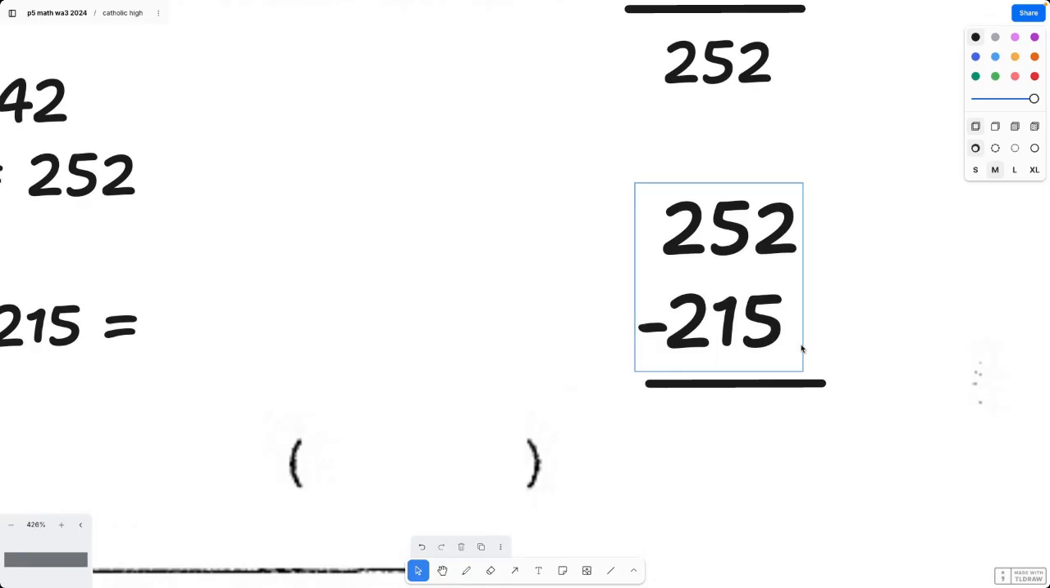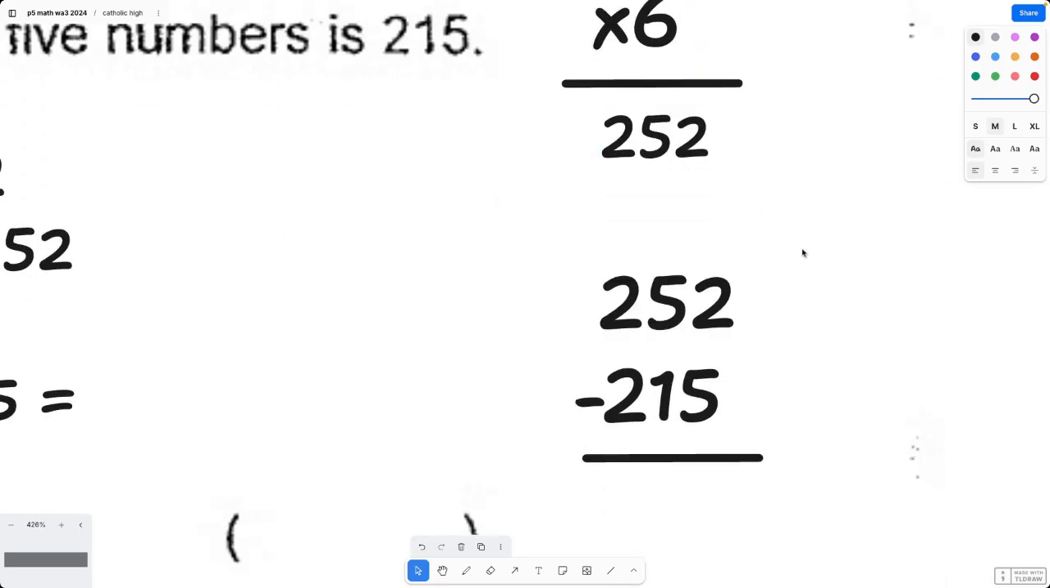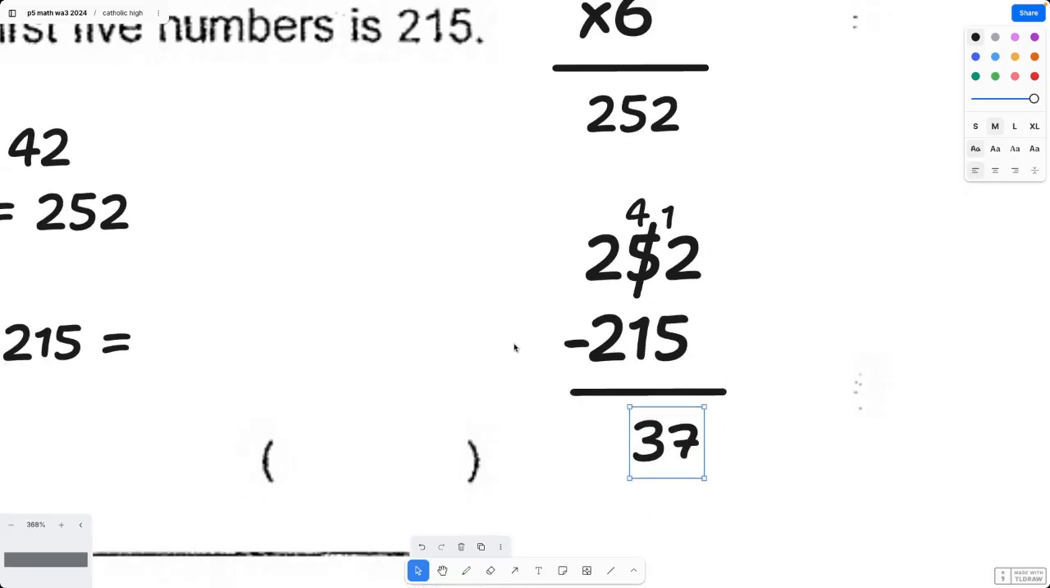Let's zoom this in. In this case, what we're going to do is 2 minus 5, you cannot, so you have 12 minus 5. That means we need to cancel 5 to become number 4 instead. So 12 minus 5 gives us 7. Then 4 minus 1 gives us 3. And then 2 minus 2 is 0. So the answer to this minus is 37.